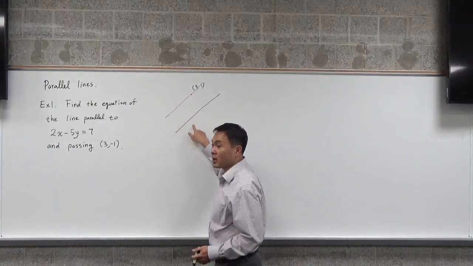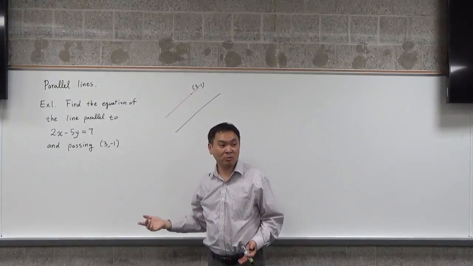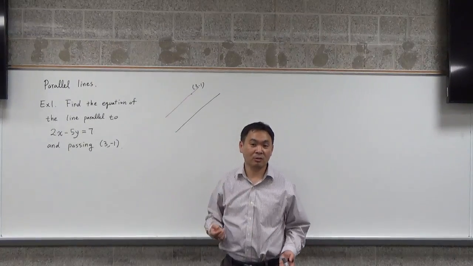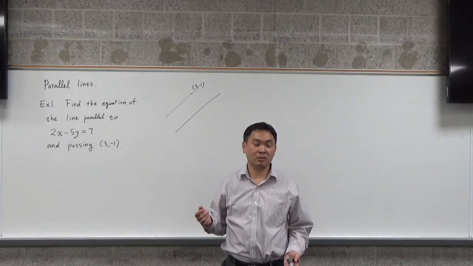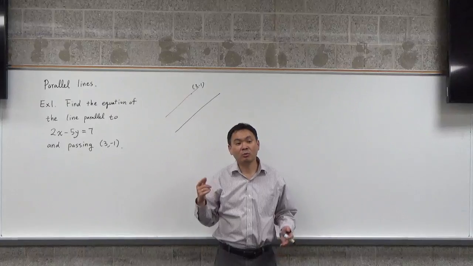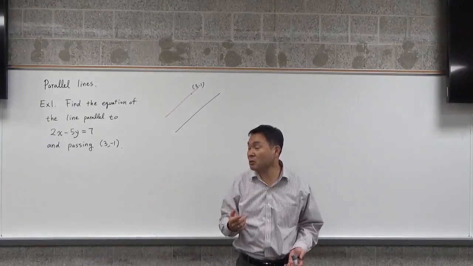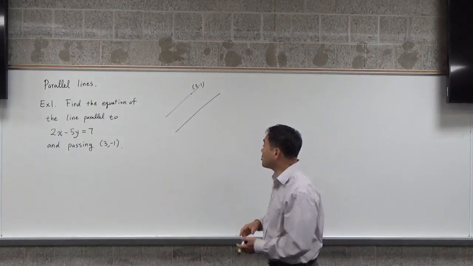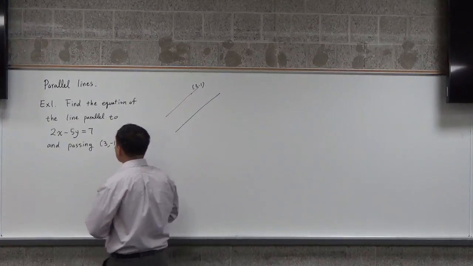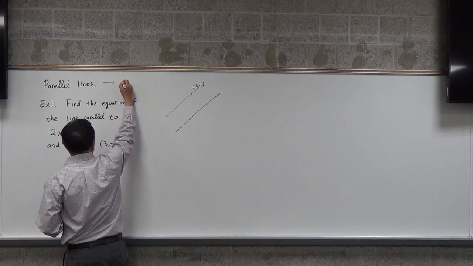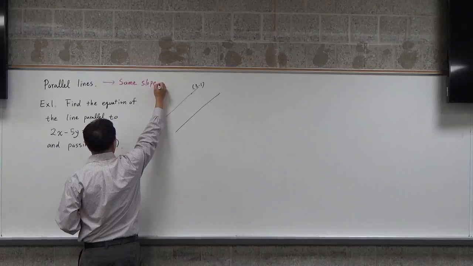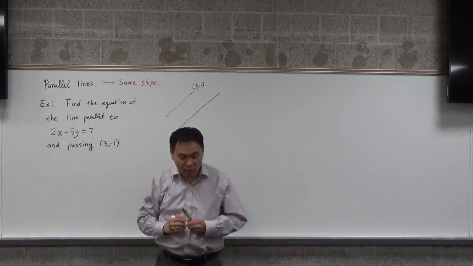Okay, now the question is, when do two lines become parallel in terms of equations? Yes? When they never cross. That's what parallel means, but in terms of the equation? When they have the same slope. In terms of line equations, parallel lines would always have the same slope. And that's the key. That's the one that we're going to use today.